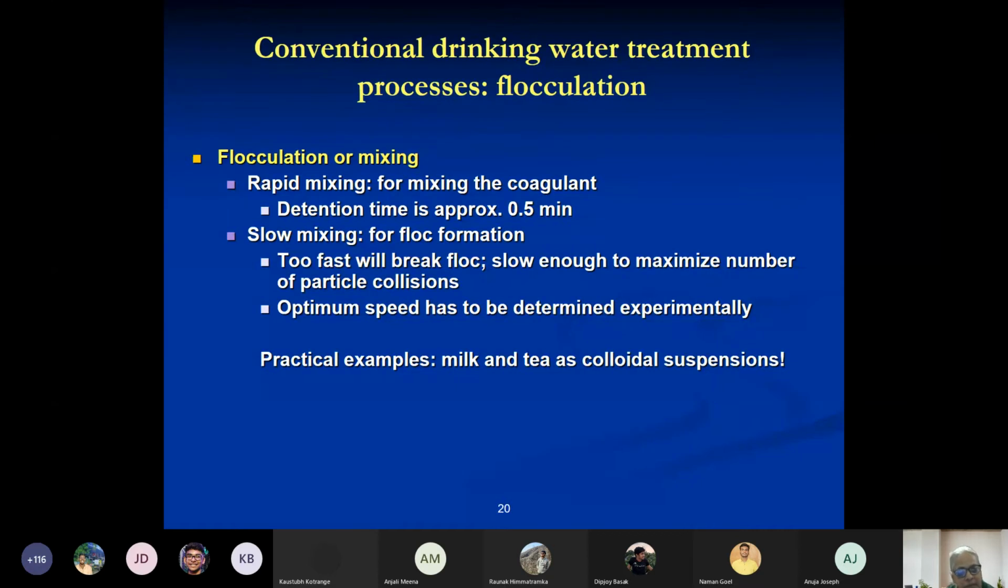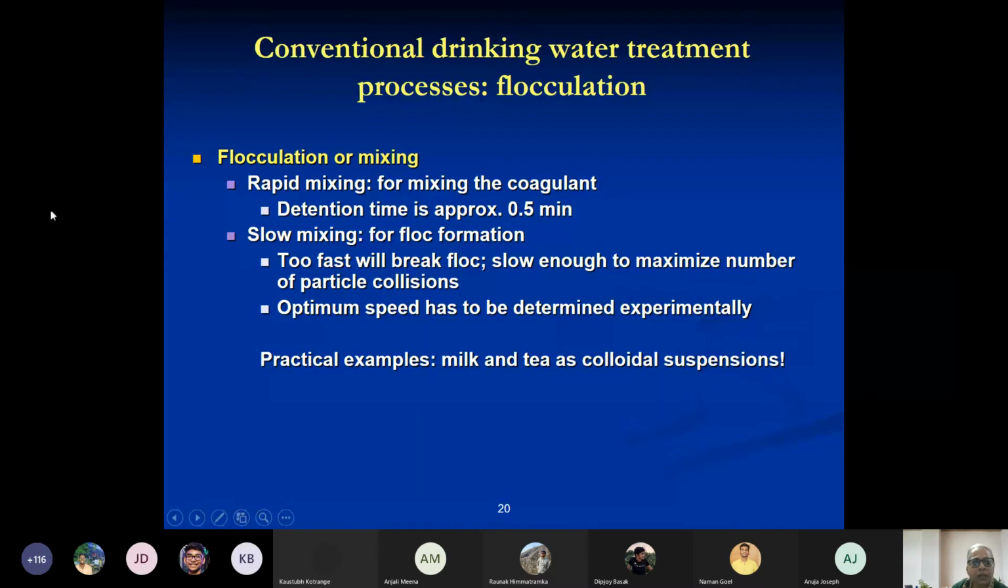So flocculation and mixing is the second part of the process, and that is where you do the rapid mixing. So the detention time in practice in a water treatment plant is about half a minute to 1 minute. And these days, there are no rapid mix tanks. Nowadays, what they do is they inject the coagulant directly into the main pipe. So you have the main pipe bringing in the water, and this coagulant is directly injected into the pipe.